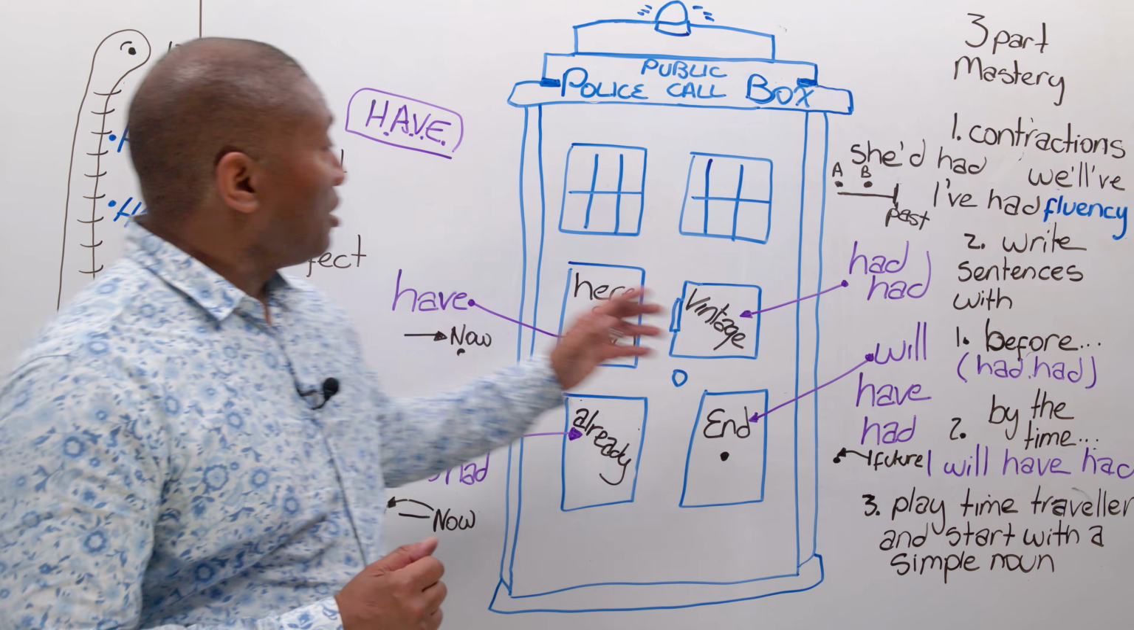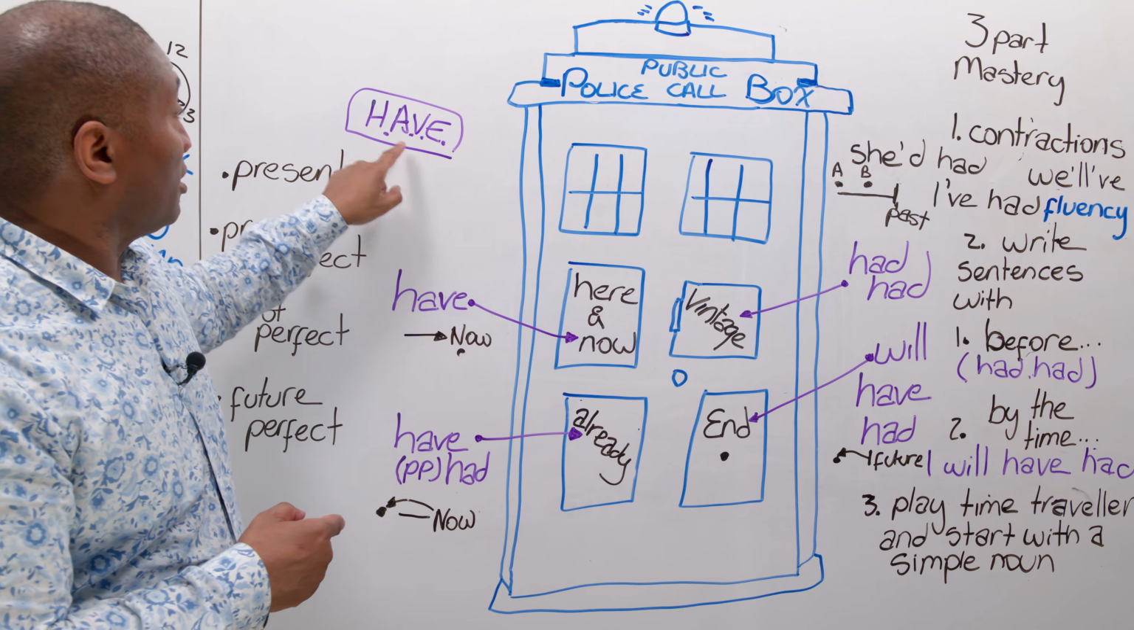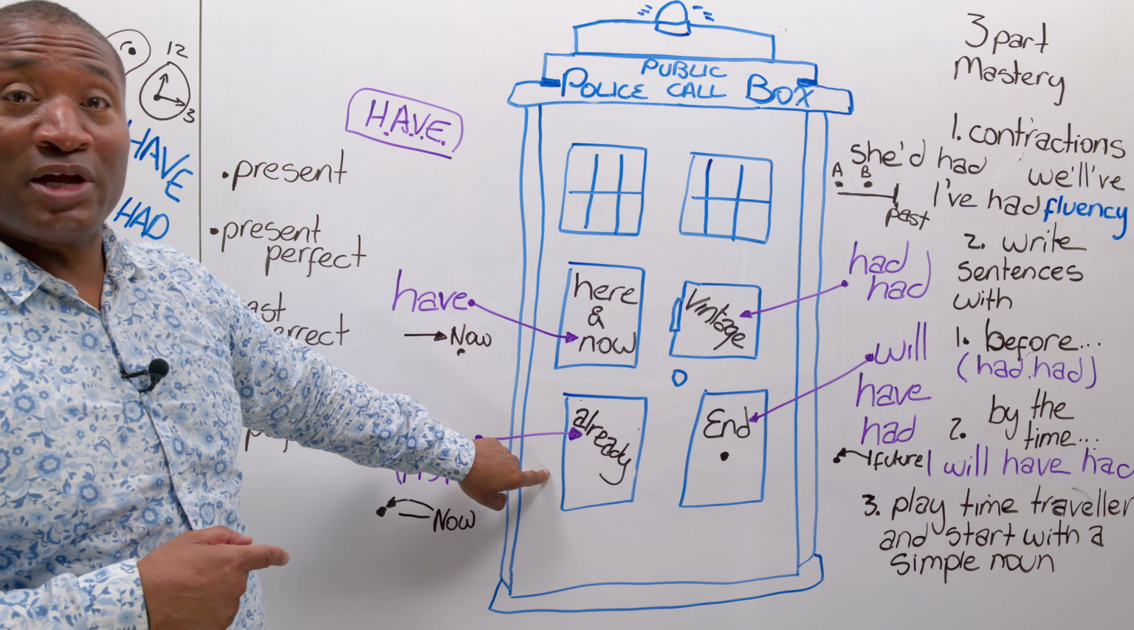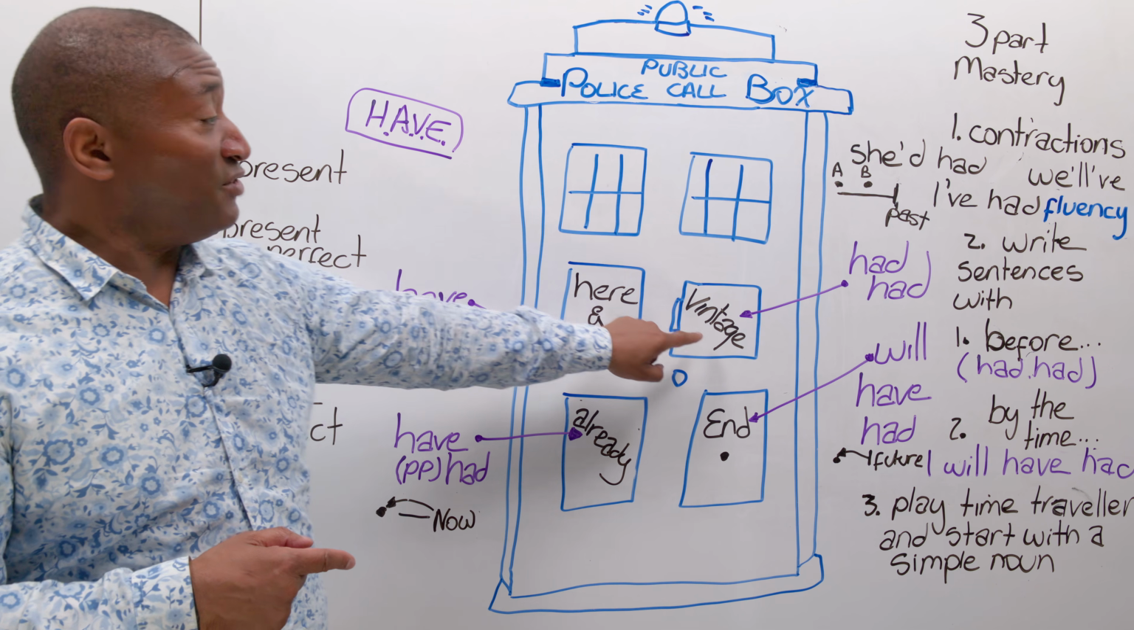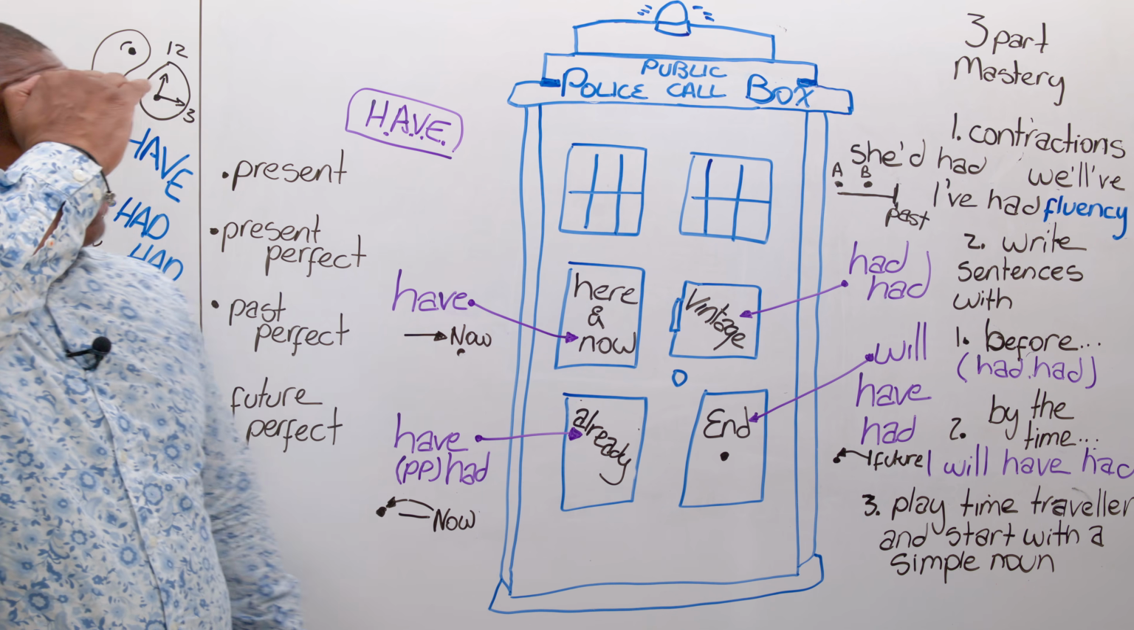So, have stands for what? Here and now. A stands for what? Already. V stands for what? Vintage. That's old, the simple past. And E stands for the end, standing at the end, looking back.